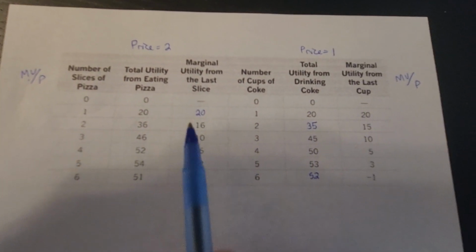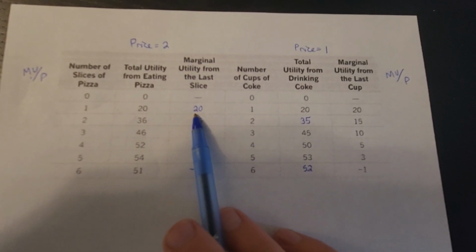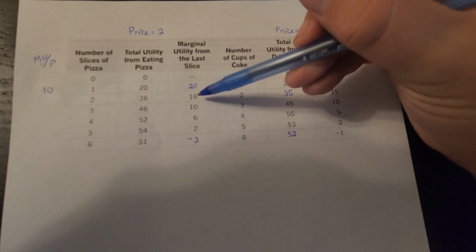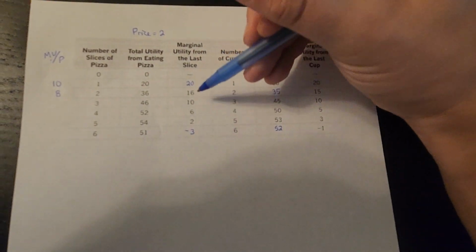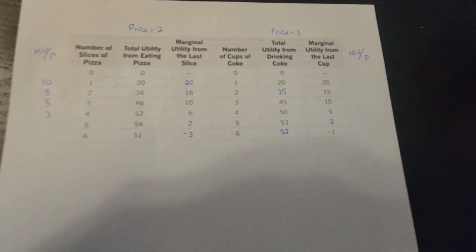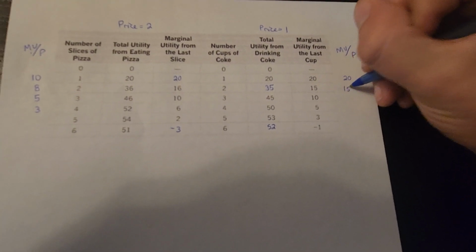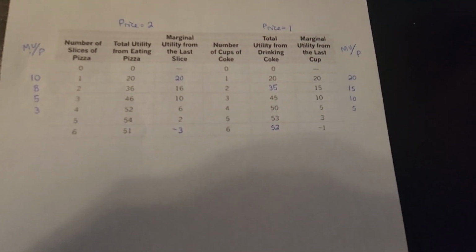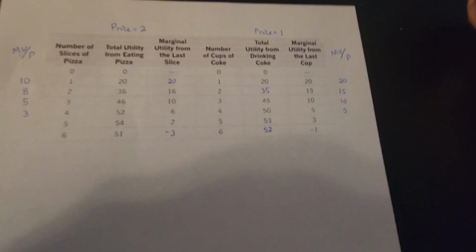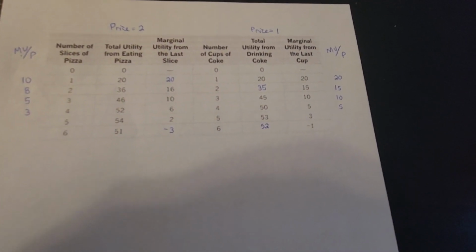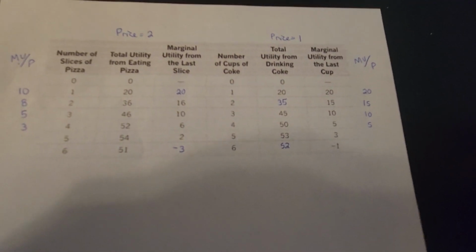Okay, so for example, the first slice of pizza gives us 20 happiness. We pay $2, and so the marginal utility per dollar would be 10. The second slice gives us 16 happiness, which is 8 happiness per dollar. 10 divided by 2 is 5. 6 divided by 2 is 3, and so on. Let's do the same for Coke, but since it's $1, we're just going to divide everything by 1, as such.